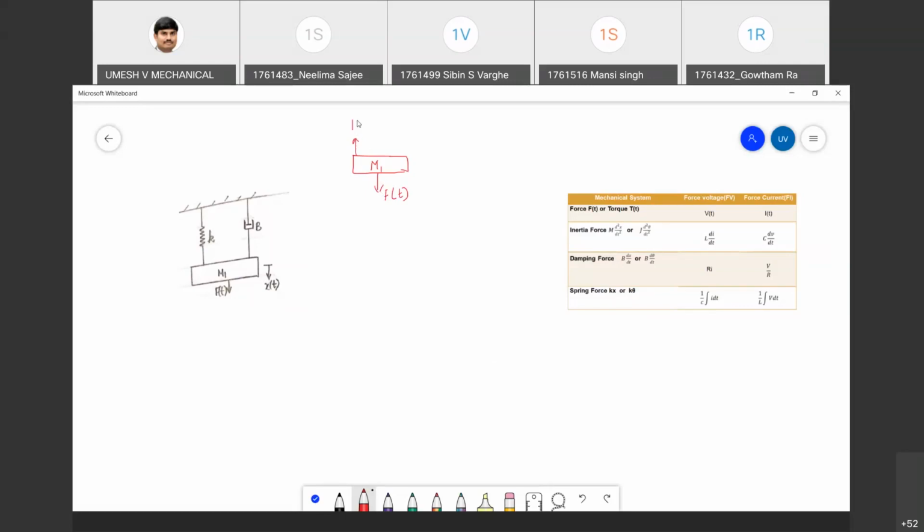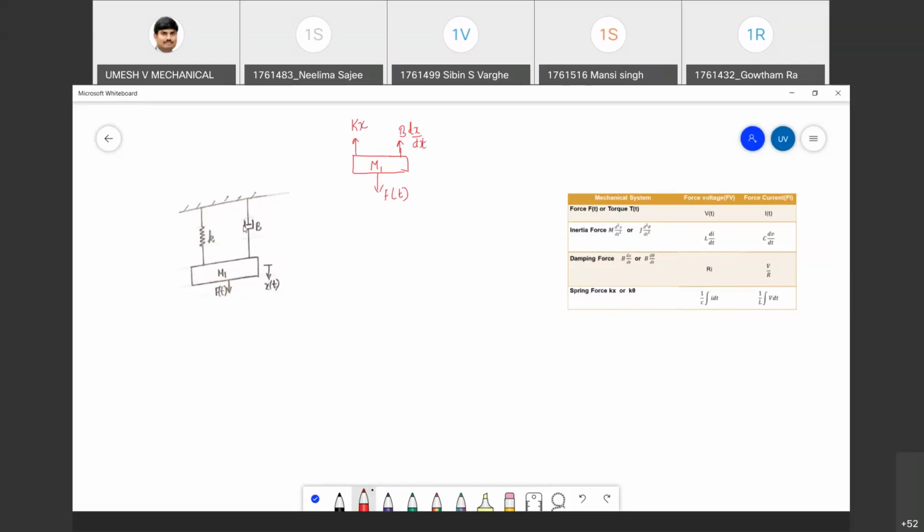What is the differential equation? Kx. Another will be the damper. So the damping force is also upward, because the given force is downward, so it is opposite. What is the differential equation for the damper? B dx by dt, or B x dot. Is it right? So this is the differential equation.